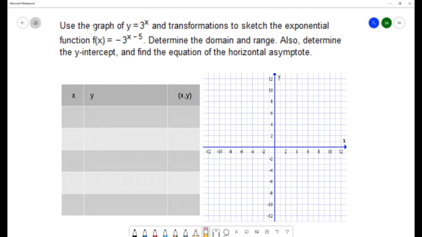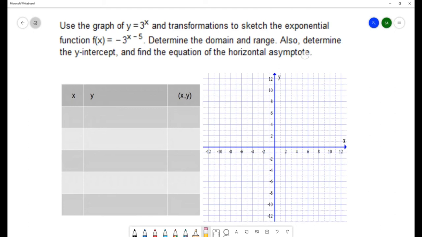Use the graph of y equals 3 to the x and transformations to sketch the exponential function f of x equals -3 to the x minus 5. Determine the domain and range. Also determine the y-intercept and find the equation of the horizontal asymptote.